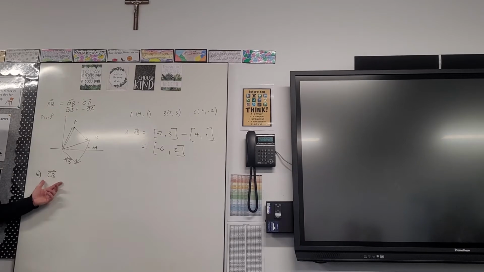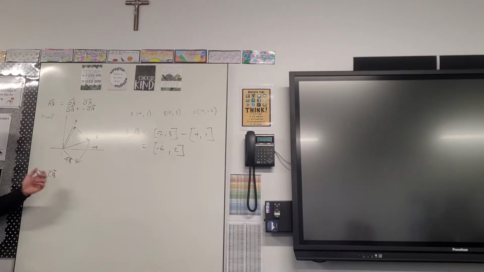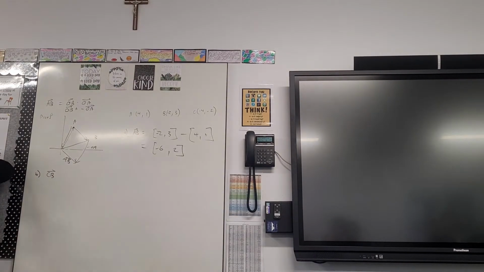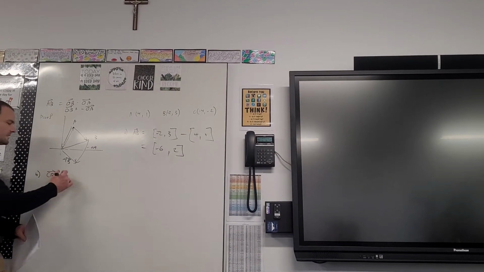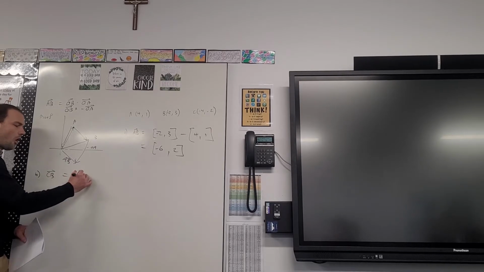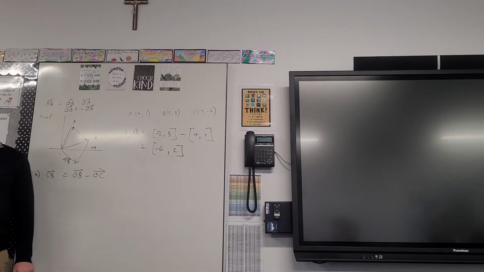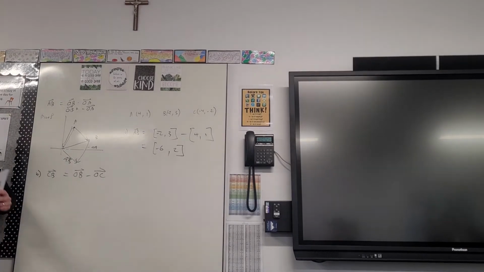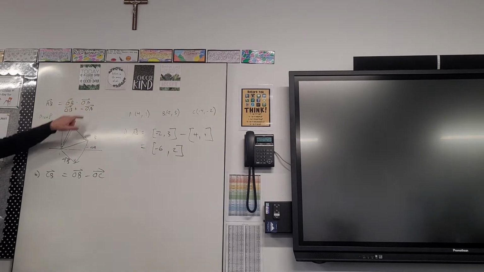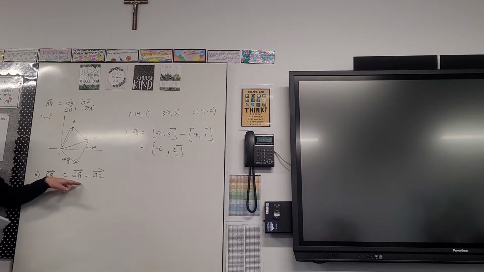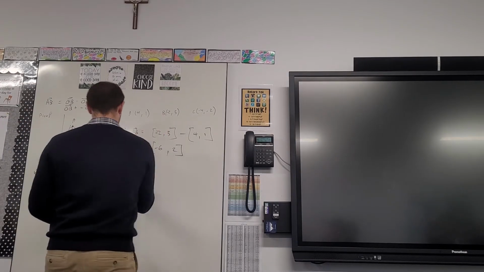So vector from B, what's it say? Position vector of B relative to C. So it's relative to C, so we're starting at C and going to B. We're finding vector CB, and that is going to be vector OB take OC. Okay, so vector AB is OB take OA. Then vector CB is going to be OB take OC. And we'll use the coordinates up here.